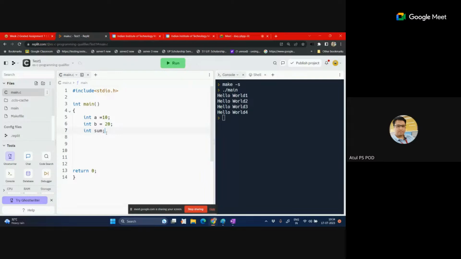Because of that we are creating a new variable, because we want to store the result in some place. So we have simply declared this, and after that we can simply write the expression: S equal to A plus B. Now we initialize the values A equal to 10, B equal to 20, and we have declared the variable int S, and we are simply writing the expression S equal to A plus B.